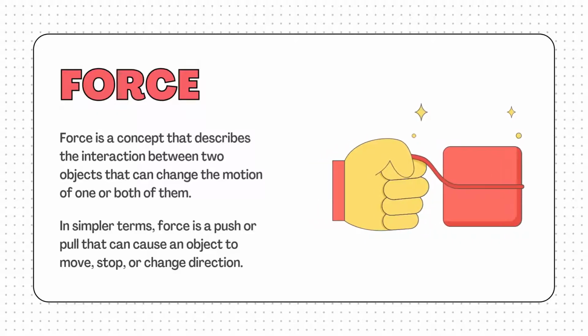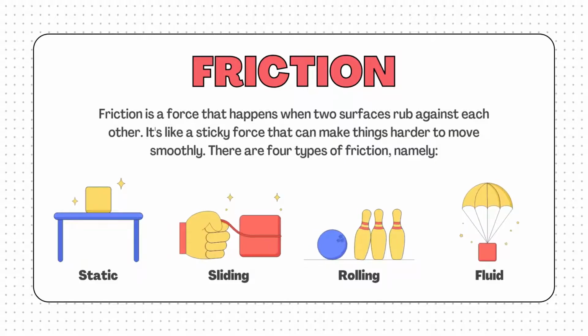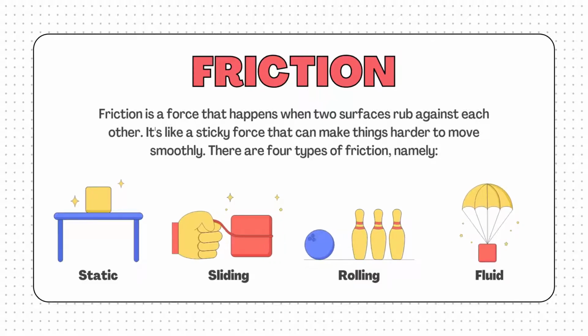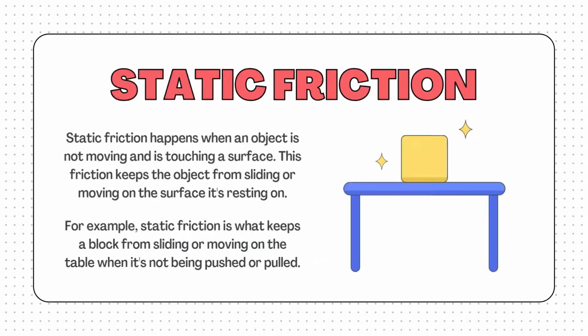or change direction. Friction. Friction is a force that happens when two surfaces rub against each other. It's like a sticky force that can make things harder to move smoothly. There are four types of friction, namely, static friction.